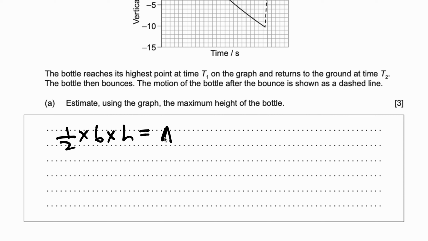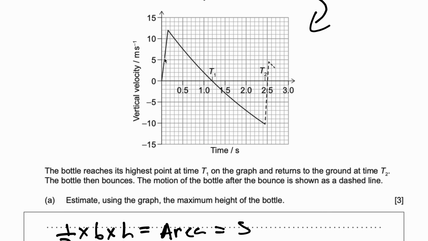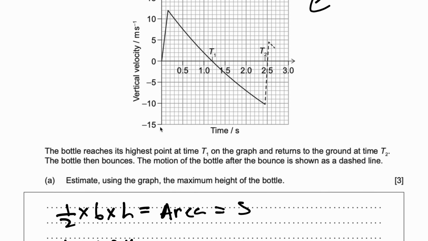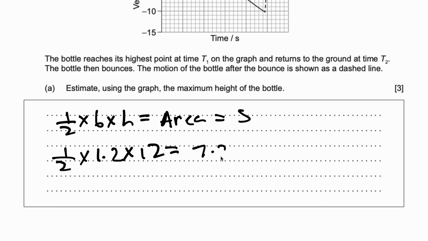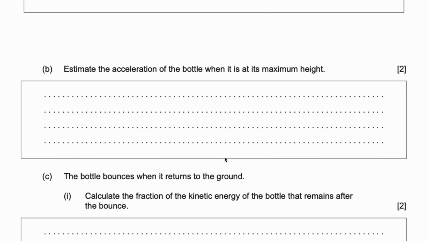That will give me area, and we know this area in this case is also equal to a displacement. So let's put in everything we know. What's the base of this triangle? That's 1.2. And what's the height of this triangle? That's 12. And so if I put this in the calculator, I get 7.2 meters. Now that's the maximum height that the bottle reaches. Estimate the acceleration of the bottle when it's at its maximum height.